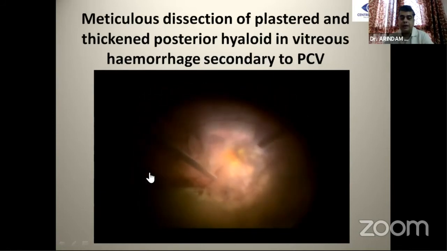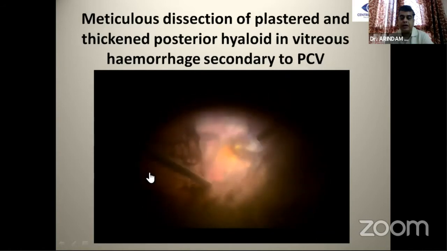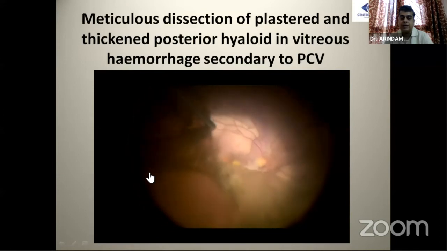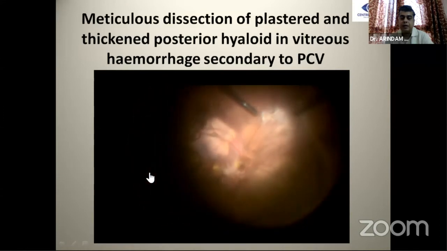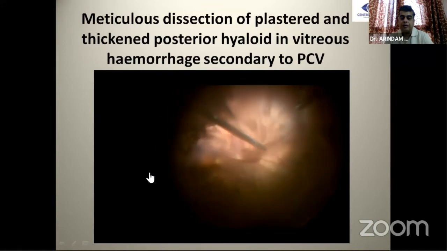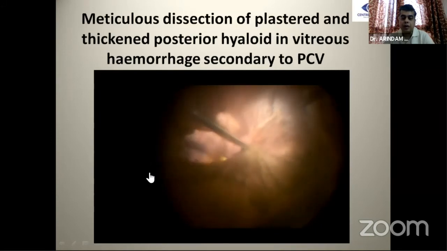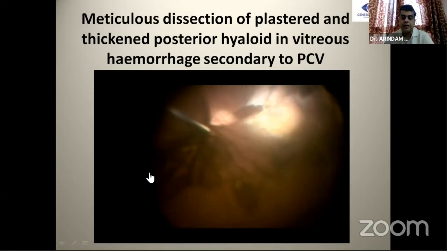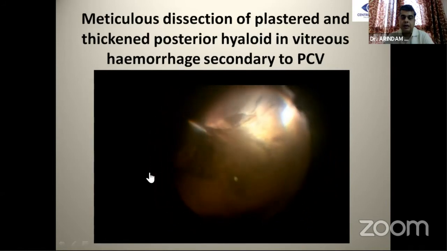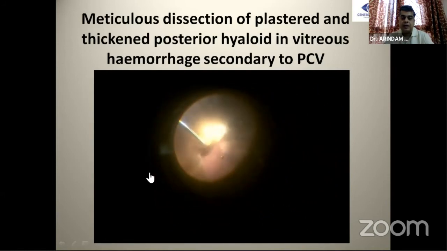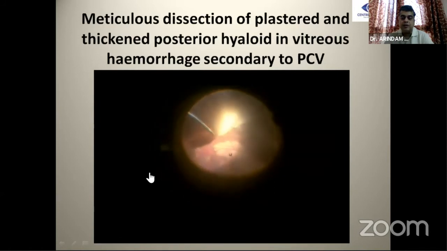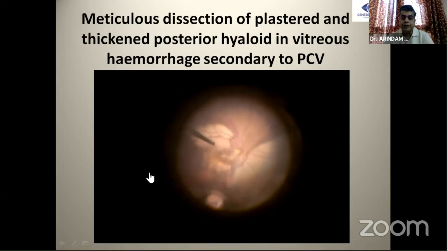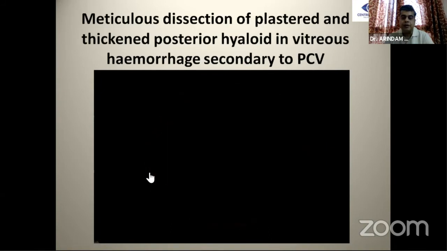The posterior hyaloid face is coming up as a single sheet. It's done very slowly, very meticulously. And you can see the sheet is up now. Finally, once the entire sheet is engaged and is off the retina, you have a complete PVD. Then the cutter is activated and this entire sheet is removed. Fluid air exchange is performed.